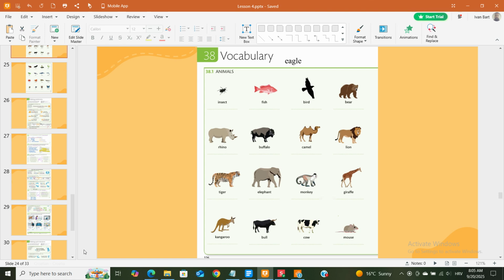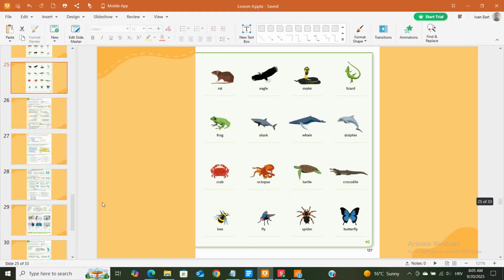Eagle. Insect. Fish. Bird. Bear. Rhino. Buffalo. Camel. Lion. Tiger. Elephant. Monkey. Giraffe. Kangaroo. Bull. Cow. Mouse. Rat. Snake. Lizard. Frog. Shark. Whale. Dolphin. Crab. Octopus. Turtle. Crocodile. Bee. Fly. Spider. Butterfly.